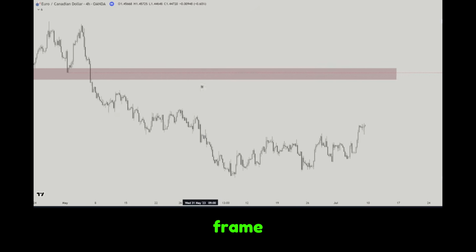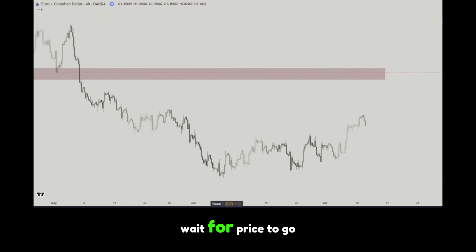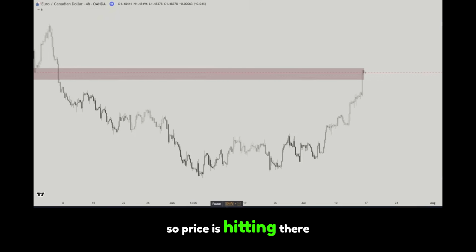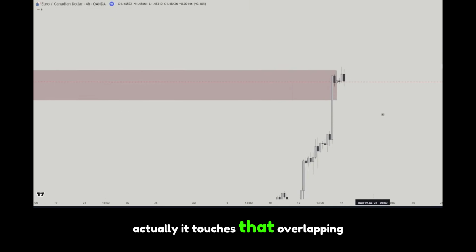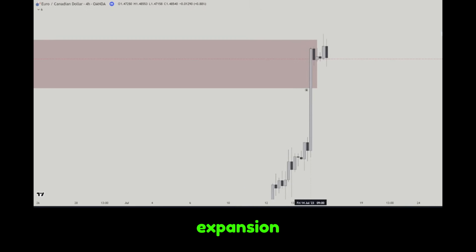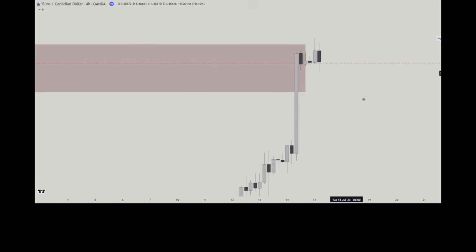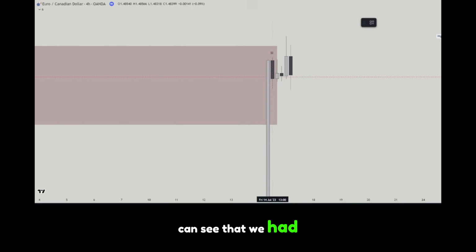This is 4-hour time frame. It's a weekly fair value gap. Wait for price to go there. So price is hitting there. Actually, it touches that overlapping and you see a big expansion, price coming to that fair value gap very aggressively. What I want to see now, so we can see that we had this liquidity sweep also. There was a liquidity sweep inside.